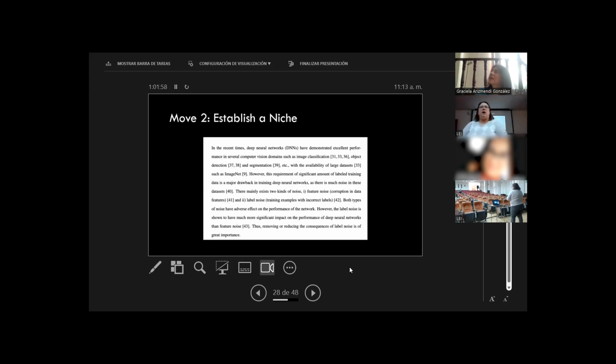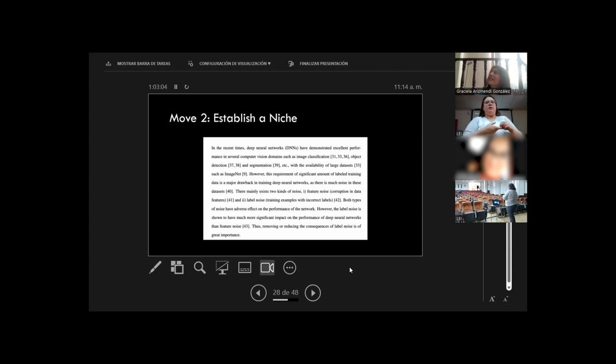There mainly exist two kinds of noise. One, feature noise, and two, label noise. Both types of noise have adverse effects on the performance of the network. However, the label noise is shown to have much more significant impact on the performance of deep neural networks than feature noise. Thus, removing or reducing the consequences of label noise is of great importance. All right, so figuring out which sentence we think has move 2 in it. And if you're scared of deep neural networks and you don't know what they are, that's okay. No worries. All right, what do we think about sentence one?